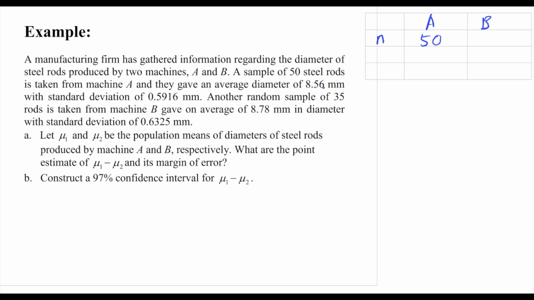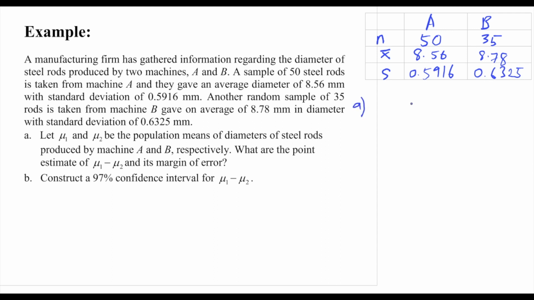And they gave an average diameter of 8.56 millimeters. So this would be the sample mean, with standard deviation of 0.5916. Okay, so this is the sample standard deviation. Another random sample of 35 rods is taken from machine B. So sample size of machine B is 35. An average of 8.78 and standard deviation 0.6325.